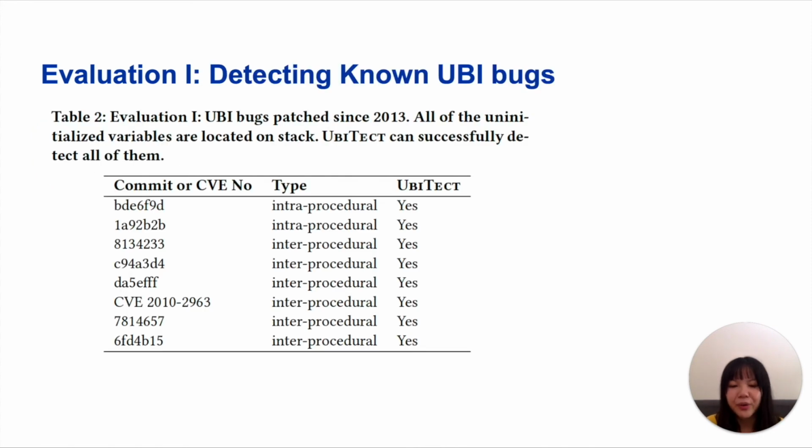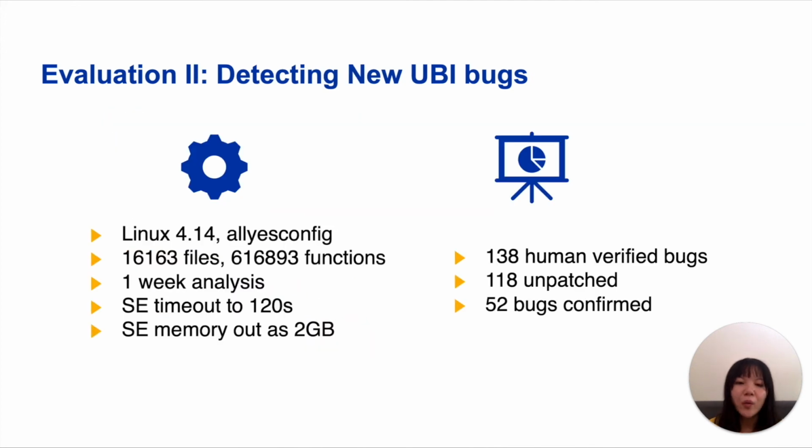In the first evaluation, we collect the bugs from 2013 to Linux version 4.14, which includes inter-procedure and intra-procedure analysis, and UBITect can test them all. In the second evaluation, we test the Linux version 4.14 with all ESEC and it covers more than 13K files and more than 600K functions. Qualifier analysis costs 1 week to finish all the analysis.